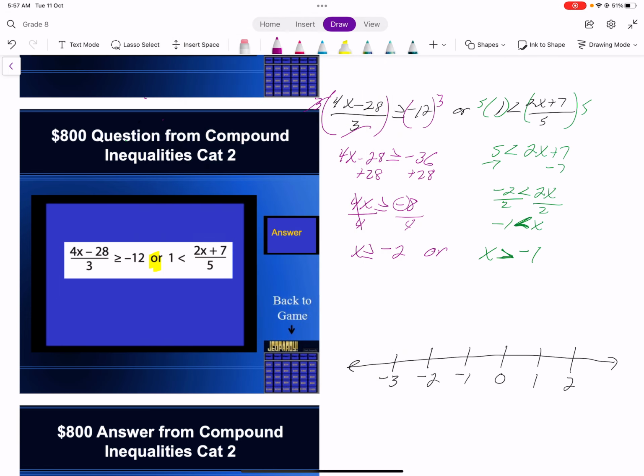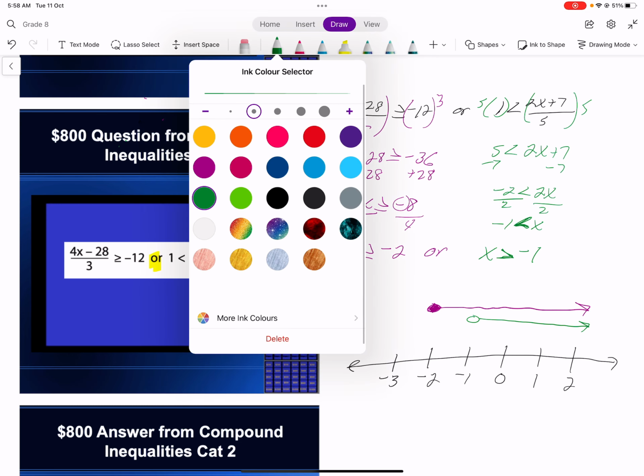So the first one that we have is greater than or equal to -2, so it's going to be a solid circle. So greater than is going to the right. And the next one we have is greater than -1. So it's an open circle going to the right. All right, now remember, when it's an or statement and they overlap, that means we need to think about it a little bit more. So from here, I'm going to have to do a final answer.